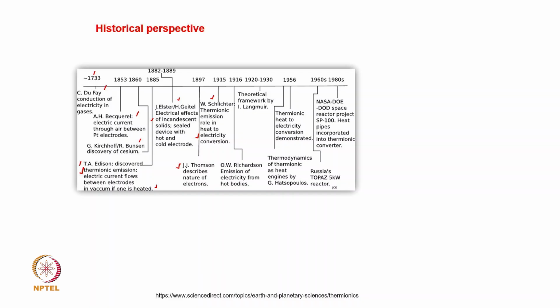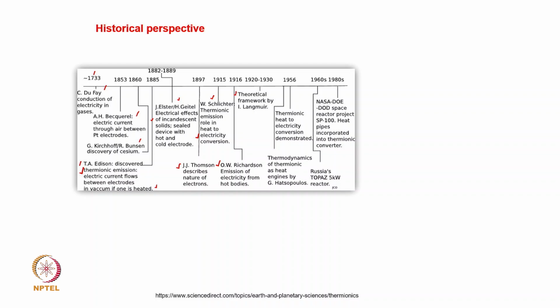So, a conversion of heat energy to electrical energy, the idea was first shown in 1915 by W. Schlichter. And then again, there was a famous theoretical work done by O. W. Richardson. He gave the theory of thermionic emission and showed what material properties are required for a good thermionic emission process. We will come to this particular theoretical work which Richardson did.